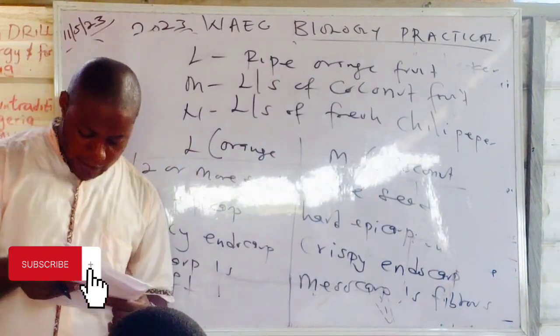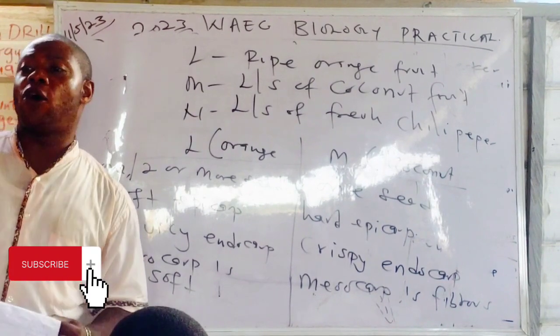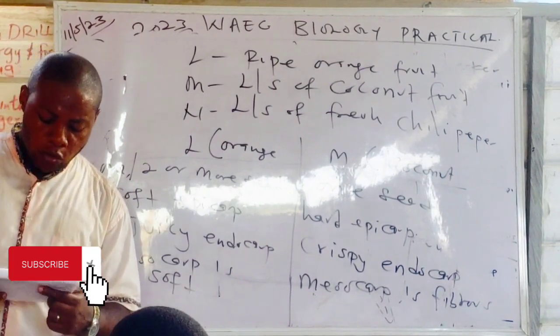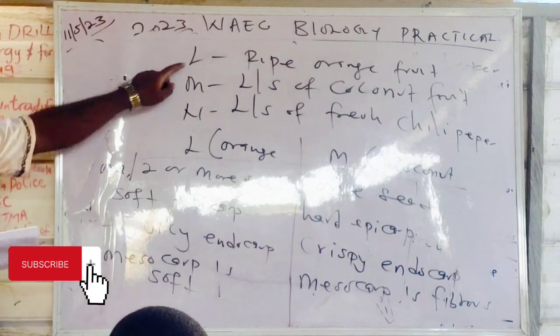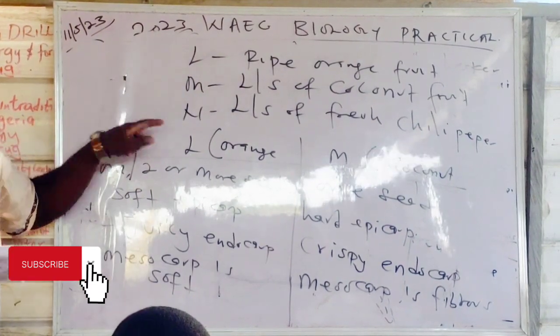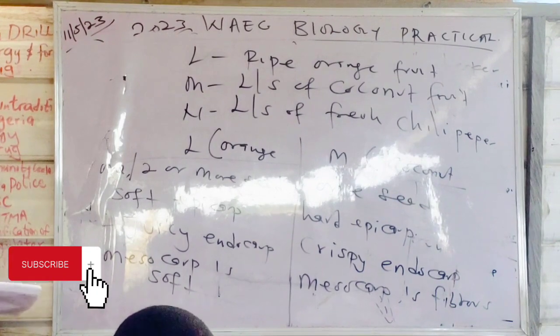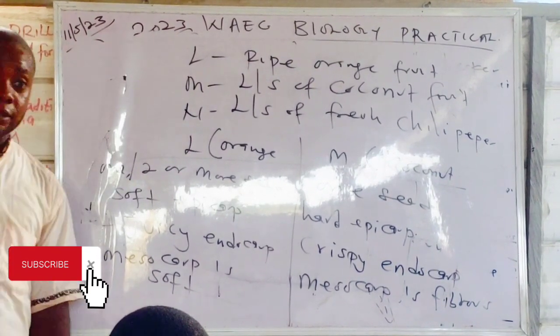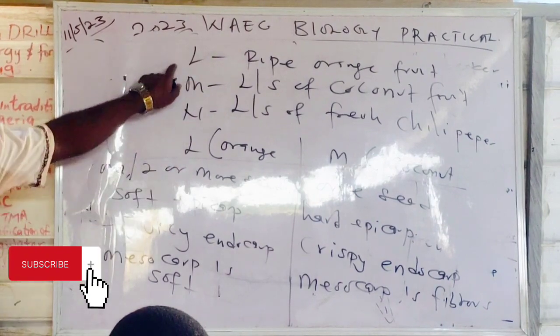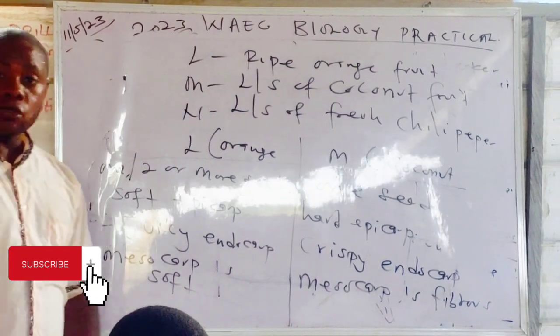Now, the last thing under the fruit is mode of dispersal. What is the mode of dispersal between specimen L, specimen M, and specimen N? Are you there with me? How do you disperse orange? It is through animal and man. Animal and man will disperse orange. What about coconut? Coconut is man and what?